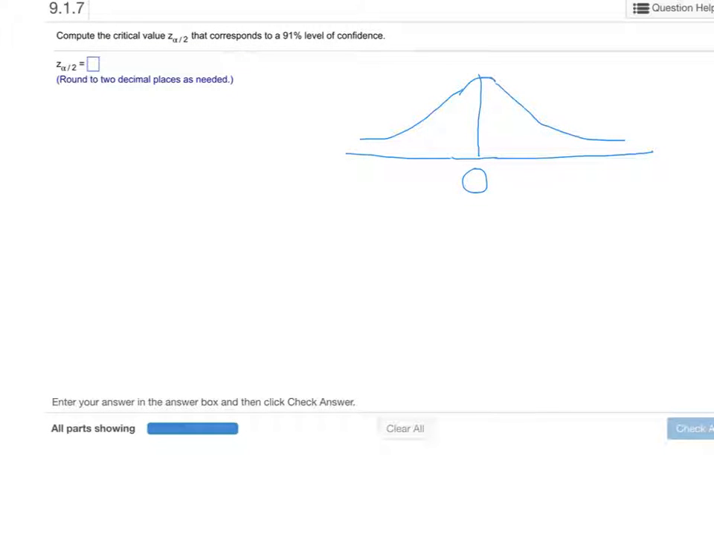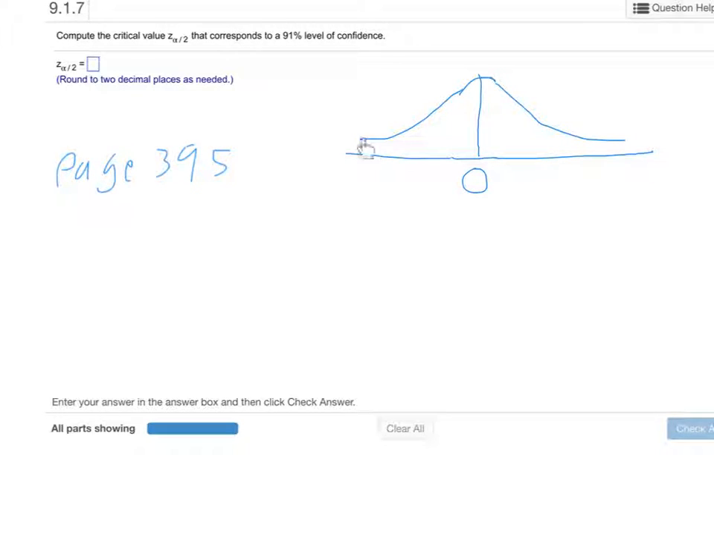They want you to compute the critical value z sub alpha over 2 that corresponds with a 91% confidence level. You may want to read in your book on page 395. You'll find some good information there on page 395 in your book.